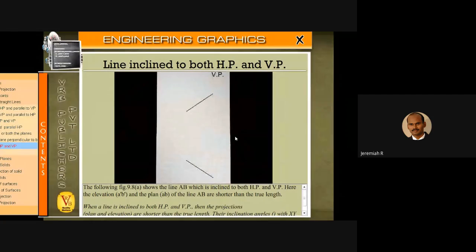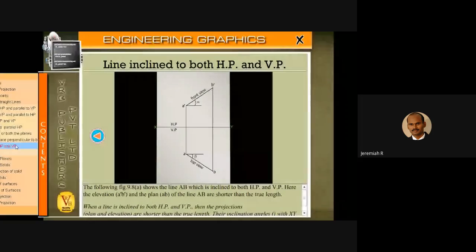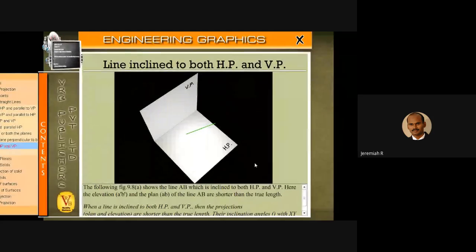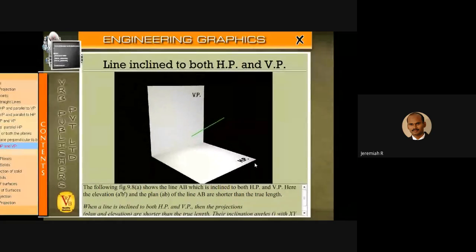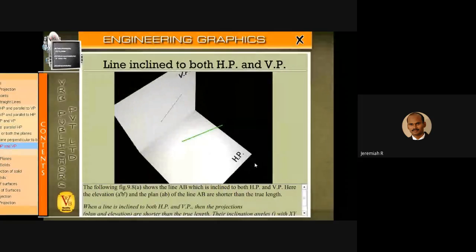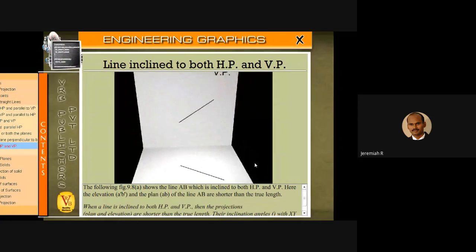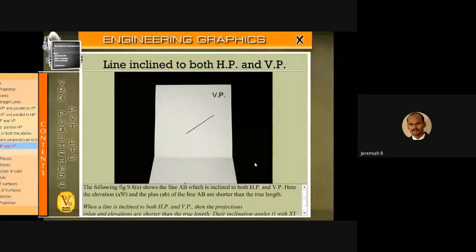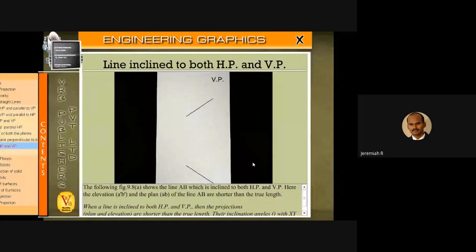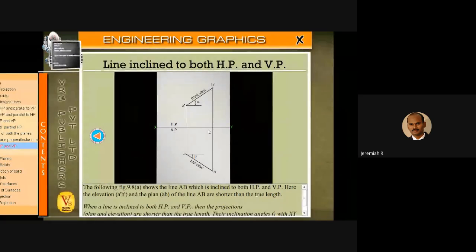Okay, this is a line inclined to both HP and VP. Reduce the length of the line. The following shows the line AB, which is inclined to both HP and VP.